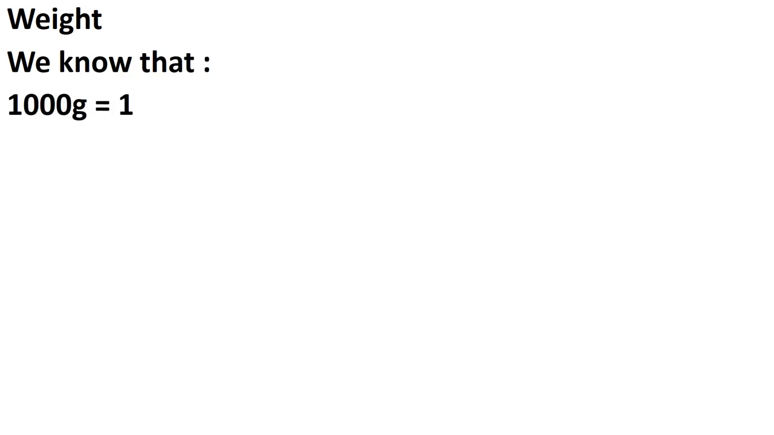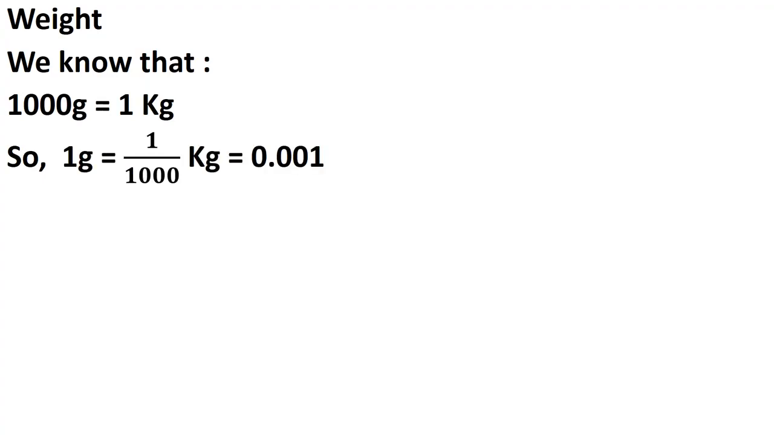Now see in weight. We know that 1000 gram equal 1 kilogram. So 1 gram equals 1 upon 1000 kilogram. And when we convert it into decimal, it will become 0.001 kilogram.